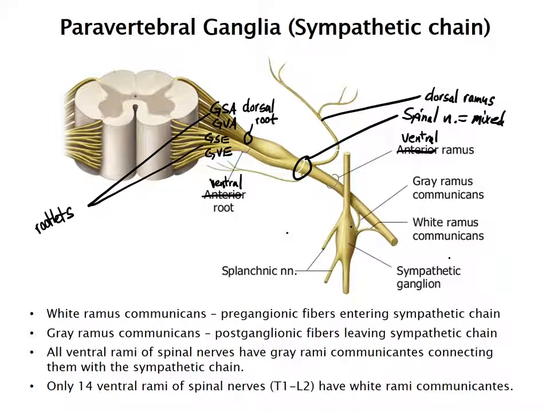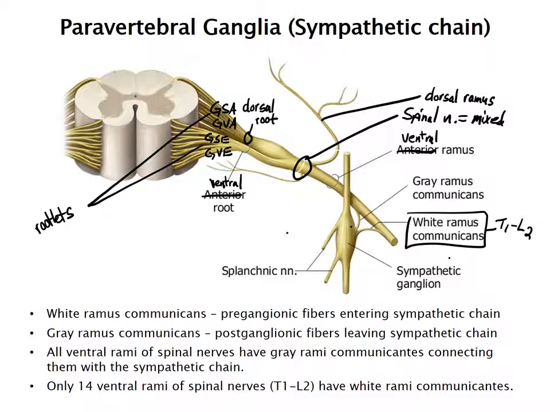Likewise, because the dorsal and ventral rami are distal to the spinal nerve, they too would contain all 4 fiber types, so they as well are mixed. As I mentioned a moment ago, there are 14 on-ramps that allow the preganglionic sympathetic fibers to enter the sympathetic chain from levels T1 through L2. The 14 different on-ramps are called the white rami communicans, again entering the chain from ventral rami T1 through L2.